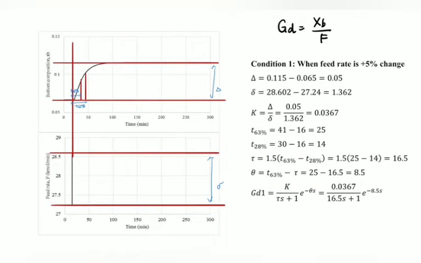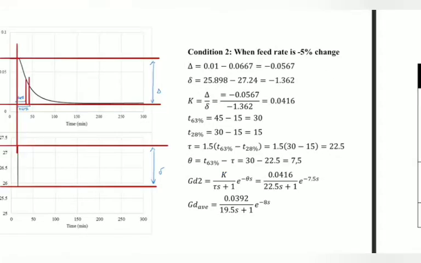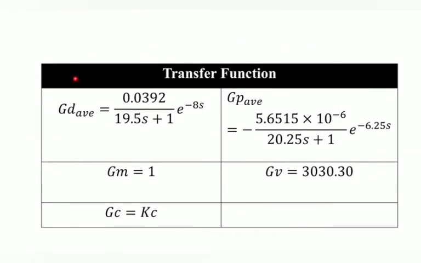And then the disturbance transfer function is XB over F, the bottom composition and the feed rate step response. Here we also have two conditions, plus 5% change and negative 5% change, so we will get the GD average by using the 2-point method too. Here is the summary for the transfer functions in loop 2.